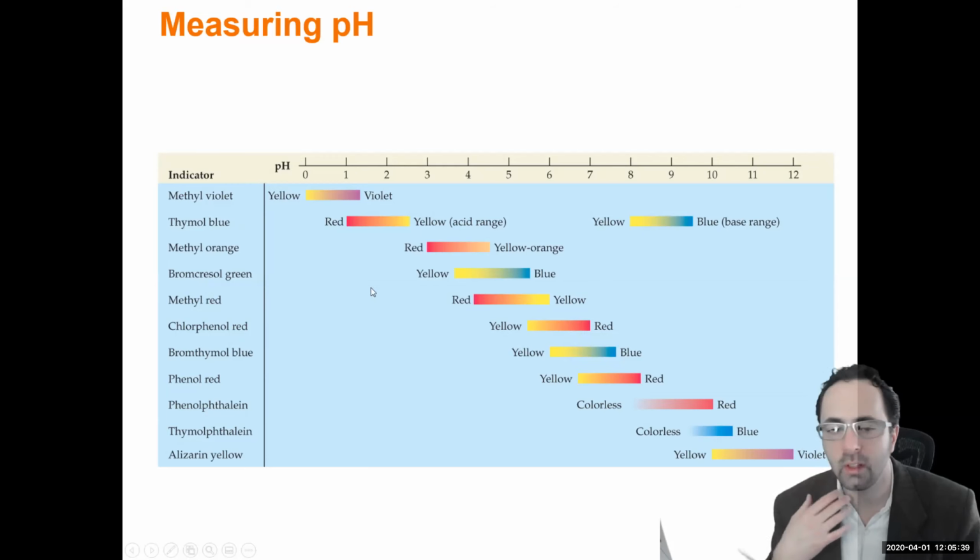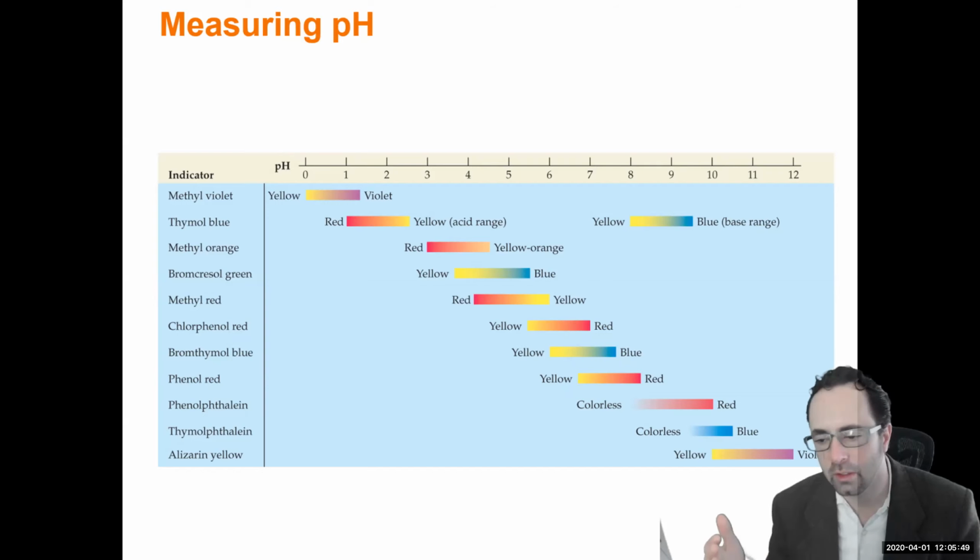And so when you're choosing an indicator, you're going to choose an indicator such that the indicator will change color at the same time that the reaction is changing pH, or close to the pH of this particular substance here. And so we can see that we have acid-base indicators that are useful for all kinds of pH ranges.